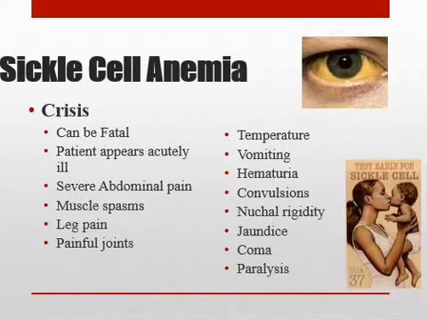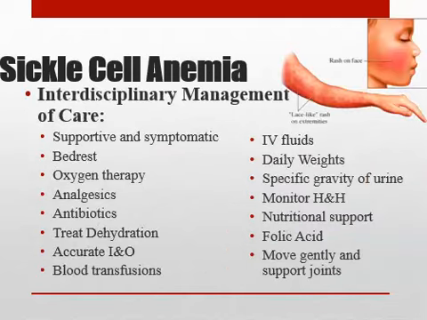So when the child, even an adult, is in crisis, you can see here, it can be fatal. They will appear acutely ill, very ill. You can see the list there. The temperature is a systemic response from the body. Convulsions, nuchal rigidity. So what does that remind you of? Hopefully that reminds you of when you are looking up meningitis and they discussed the soreness in the neck, right? And then you can see the jaundice, the coma, and paralysis. And jaundice is very obvious, especially if they are darker skinned. All right.